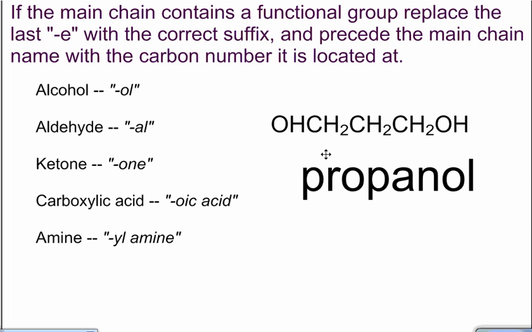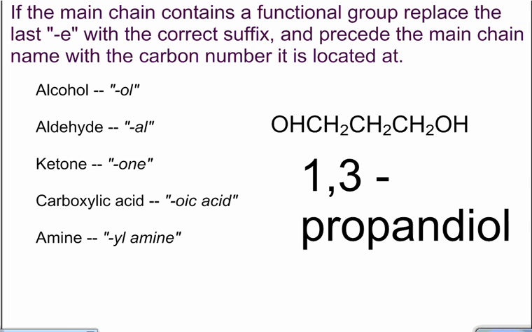If you have 2 hydroxyl groups off of the main chain, this now becomes 1,3-propanediol or 1,3-dipropanol. Both would be acceptable. Use the prefix before the suffix to denote that you have 2 alcohol groups.